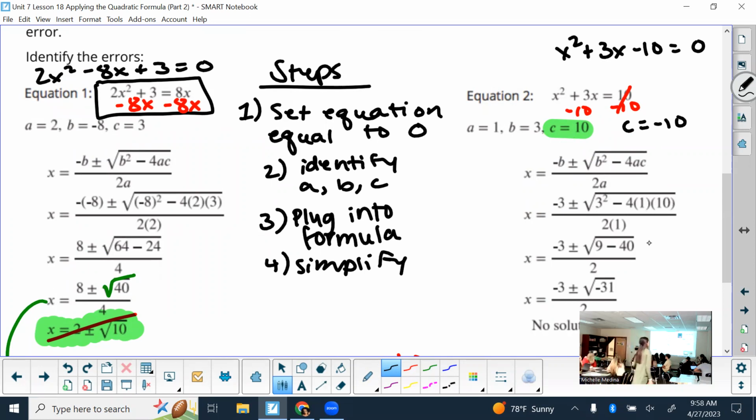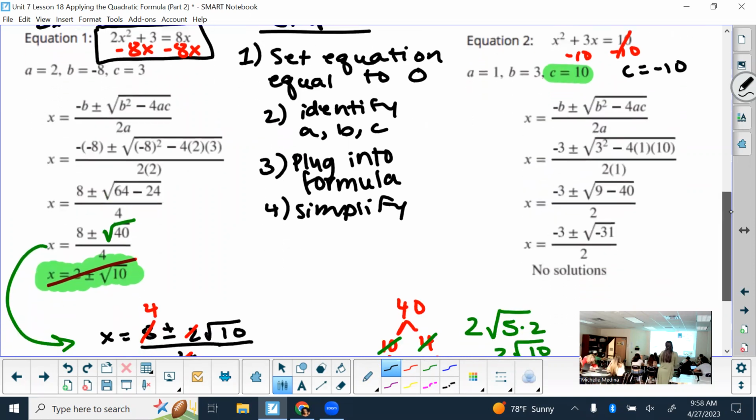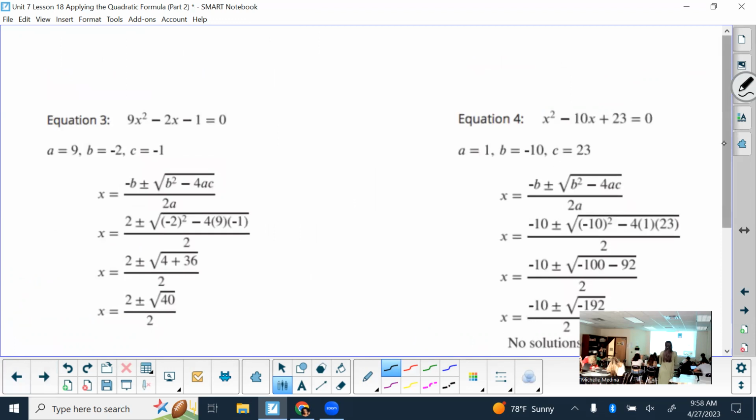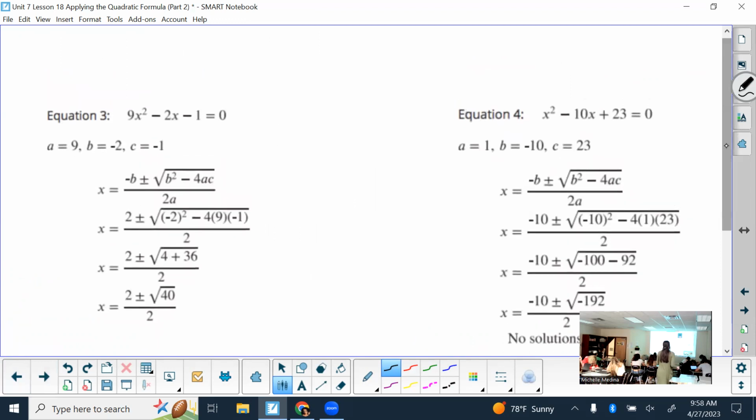Did anyone fully solve it and get the final answers? Okay, I'm not that concerned about it today. I'll show you how you can find it quickly. We're just finding the errors today. So now if you have it, look at equation 3 and 4. For those errors, find them and circle them. The very first spot that you see an error is usually what you would identify on the test.